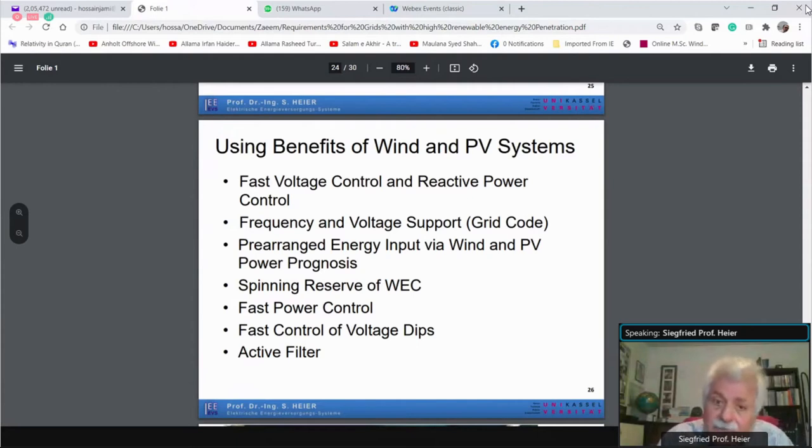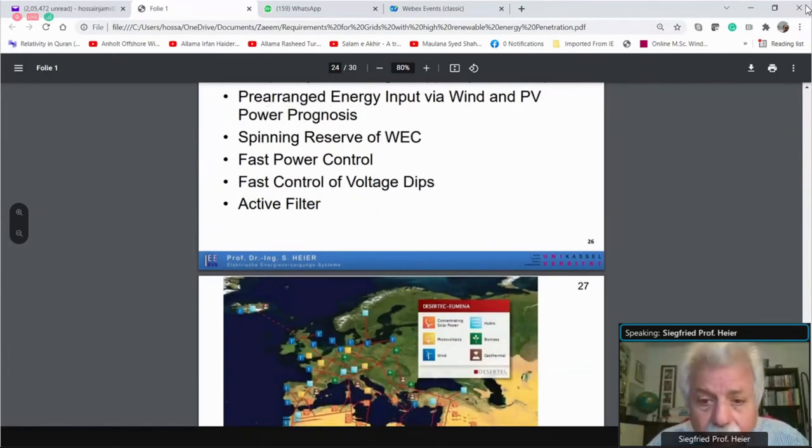It's also a possibility where, when we are not in action at the moment, we have the grid by the inverter systems decoupled from the rotating system. It means that we must develop new control systems so that we can use this very high spinning reserve of the wind converter. Fast power control, fast control of voltage dips, and so on, and active filters are also possible, which I have shown in some different projects, in European and national projects.